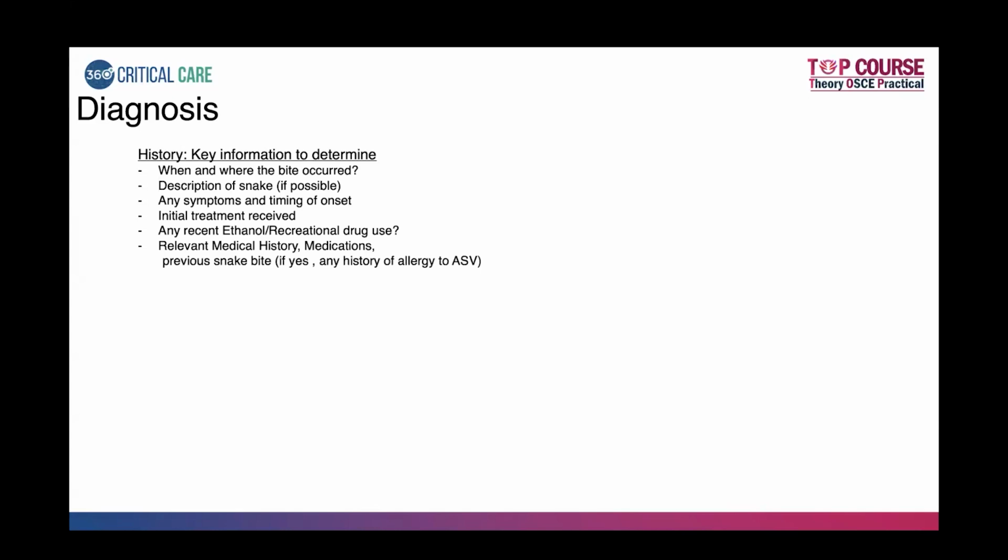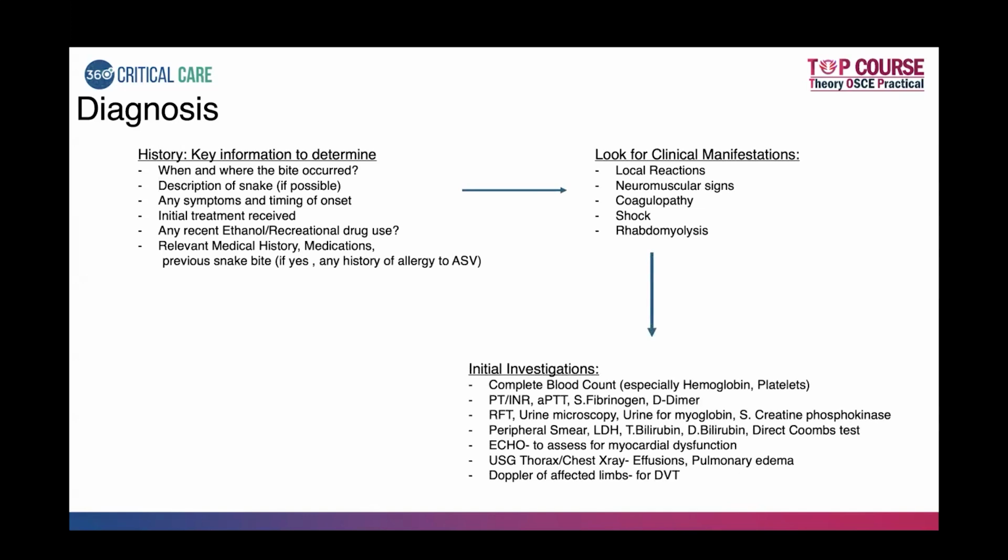If it was there, you need to also inquire about the history of ASV, if it was given or not, or any reactions in relation to that. Then you look for clinical manifestations: local reactions, neuromuscular signs, coagulopathy, shock, and features of rhabdomyolysis. Then the initial lab tests. So you do a complete blood count, coagulation profile, renal function test.